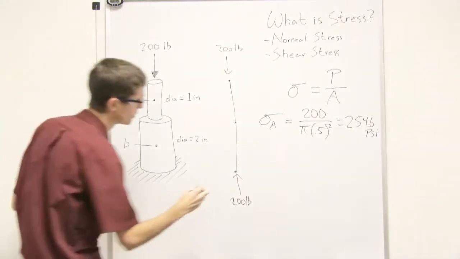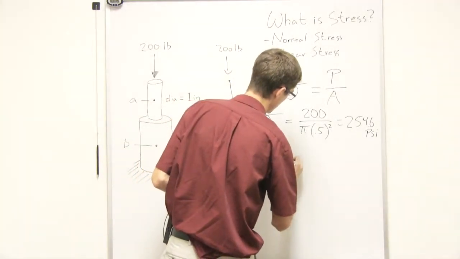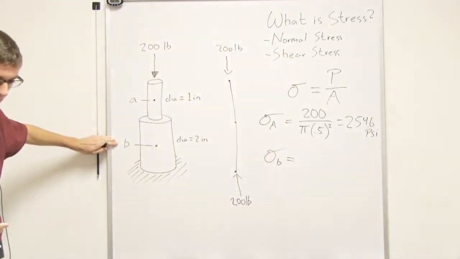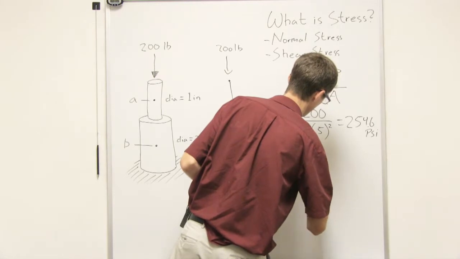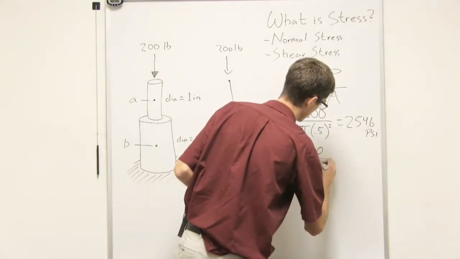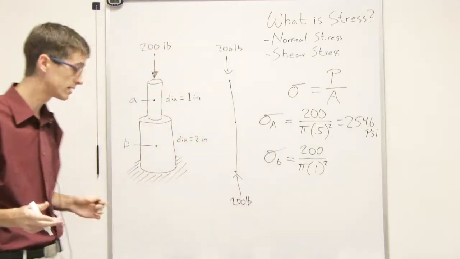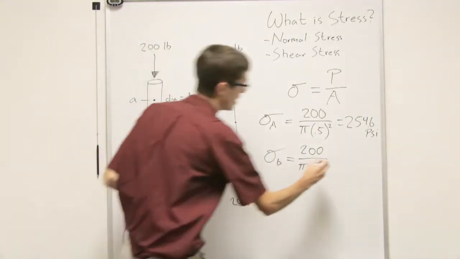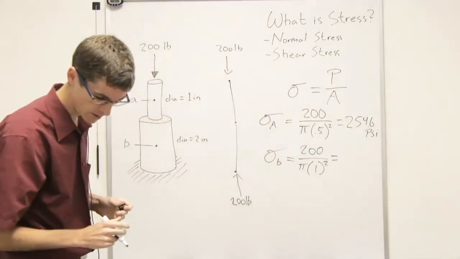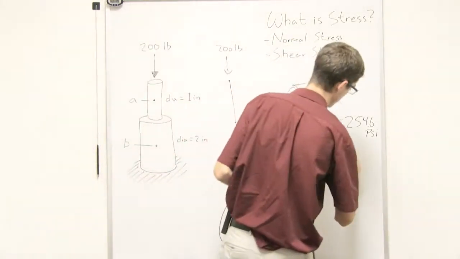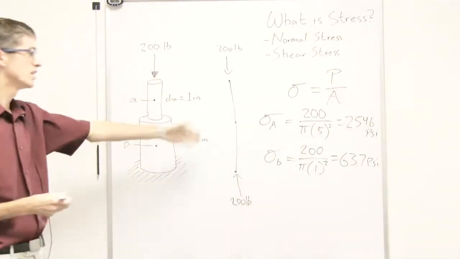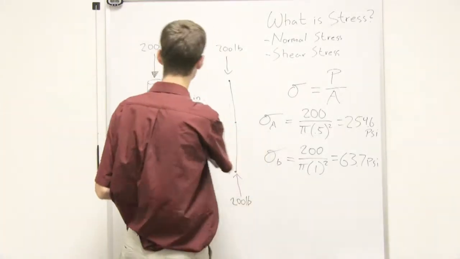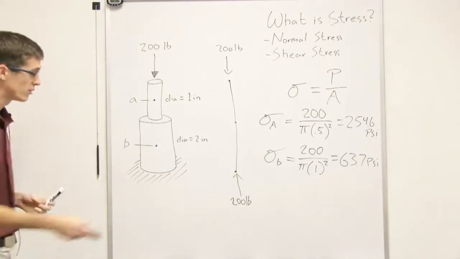When you do the same thing for the stress at B down here, the stress would be 200 pounds over the cross-sectional area, which is pi times 1 squared, because the radius here is 1. That comes out to about 63.7 psi. So you can see from the calculations that the stress up here at A is a lot greater than what's going on down here at B.